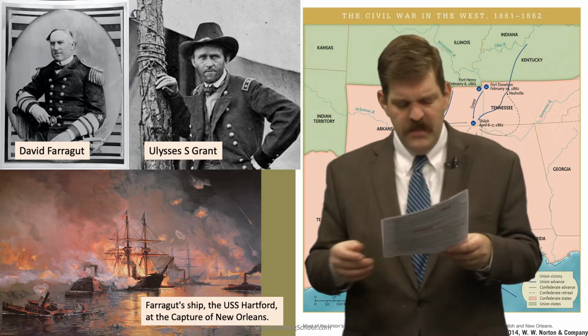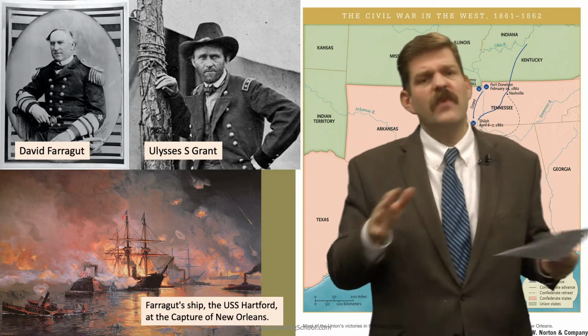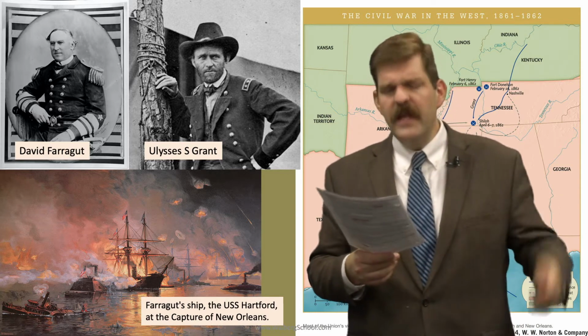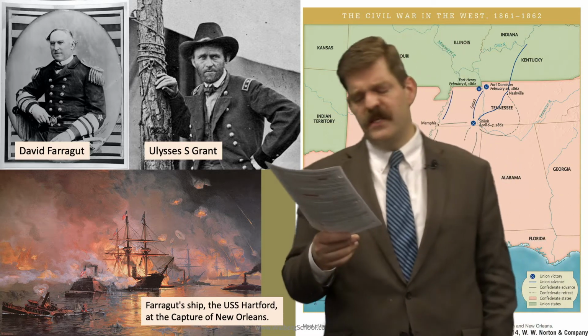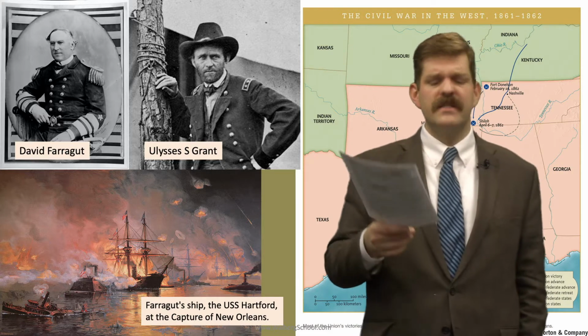Subpoint D. Now let's turn our eyes westward to the Mississippi Valley. And here I want you to meet Ulysses S. Grant. Ulysses S. Grant was the architect of any early success in the West.